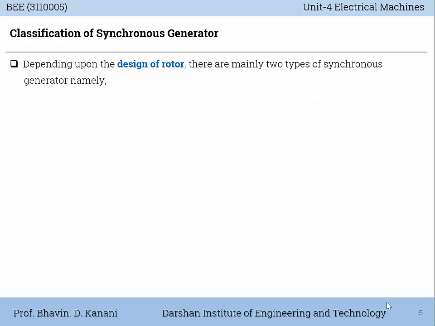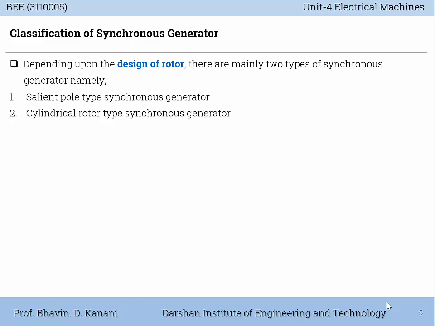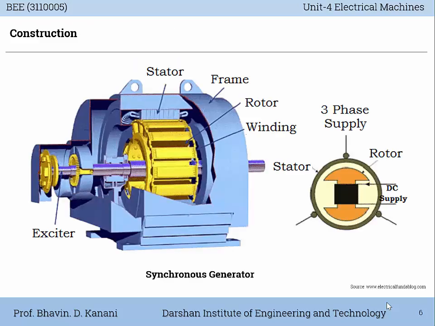Classification: depending upon the design of rotor, there are mainly two types of synchronous generator, namely salient pole type synchronous generator and cylindrical rotor type synchronous generator. The construction is very well explained by this diagram. You can see there are so many parts. Among them, stator, rotor and exciter are the main parts.